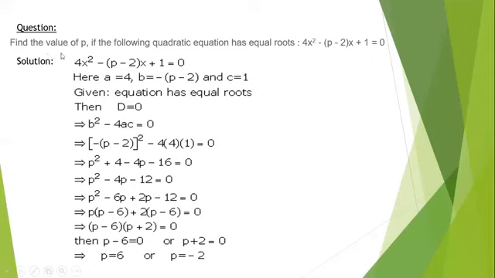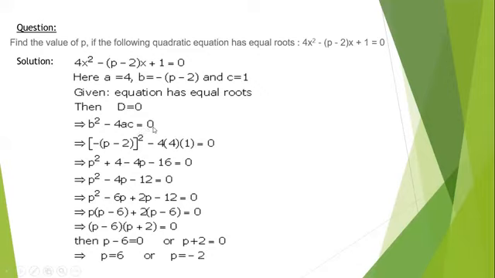Find the value of p if the following quadratic equation has real roots. Now it is already given that roots are equal. And if roots are equal, what is the nature of the discriminant? We have already learned: if roots are equal, discriminant is equal to 0. Whenever roots are equal, discriminant is equal to 0.